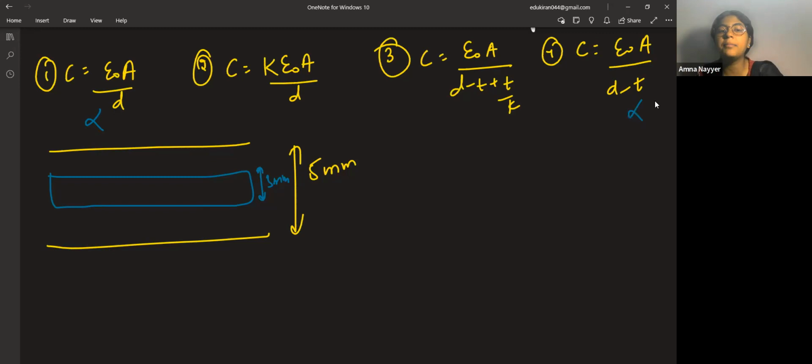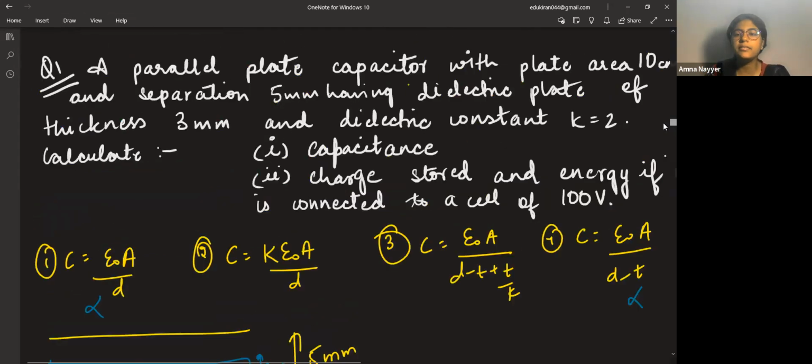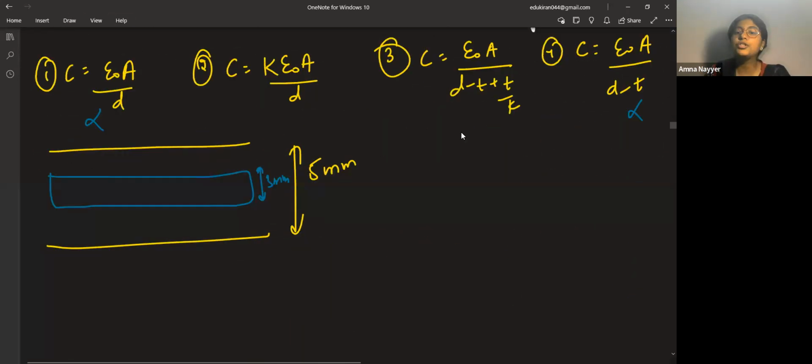Now for the second part, no. When it is saying K epsilon naught A by D, for the second part, if the slab's length and the separation between the plates was the same, or there wasn't any slab given, just dielectric constant was given, then you would have used the second. Right now it is saying 3 millimeter and 5 millimeter, means some spaces are left, right? If some spaces are left, then it should be the third formula. Now see, you just have to substitute in here.